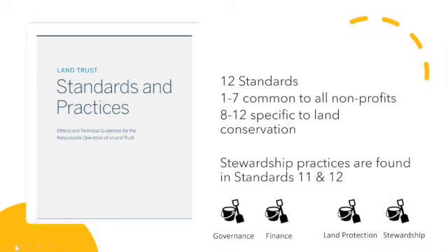And the standards and practices are comprised of 12 standards that address different topical areas that are common to land trust practice. The first half of them, 1 through 7, are common to all nonprofits, and the second half are specific to land conservation. And they also filter down into 4 general buckets: governance, finance, land protection, and stewardship. And tonight we are doing stewardship, which is practices 11 and 12.